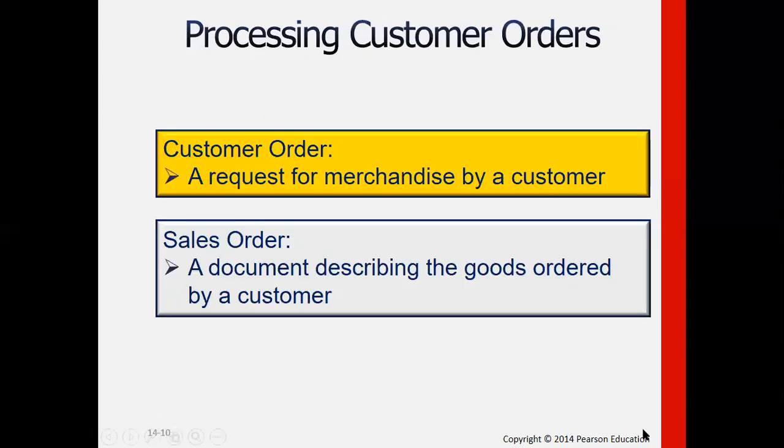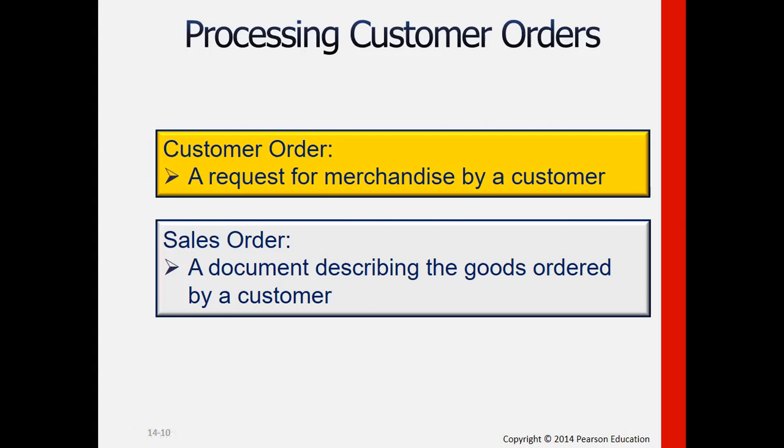For processing of customer orders, we have to remember that customer order is a request from a customer, and then the sales order, on the other hand, would describe the goods ordered by a customer. So in this case, we can see the difference, although we might think that they are the same. They relate though to the orders, but customer order will be from the request of a customer and sales order would be the details.